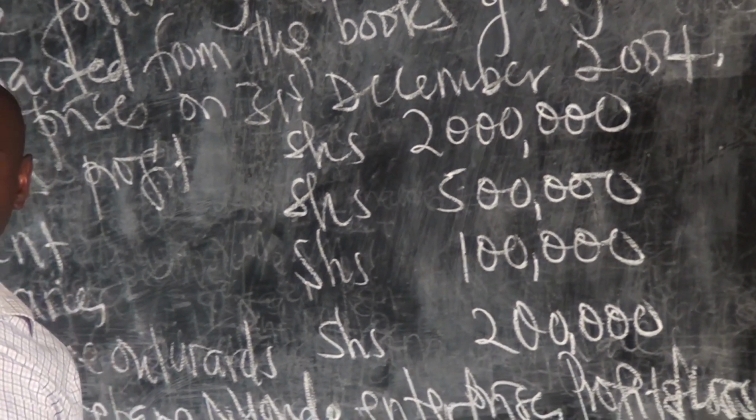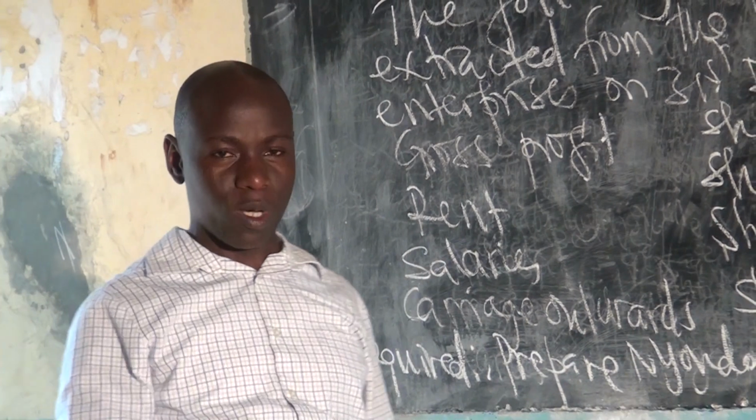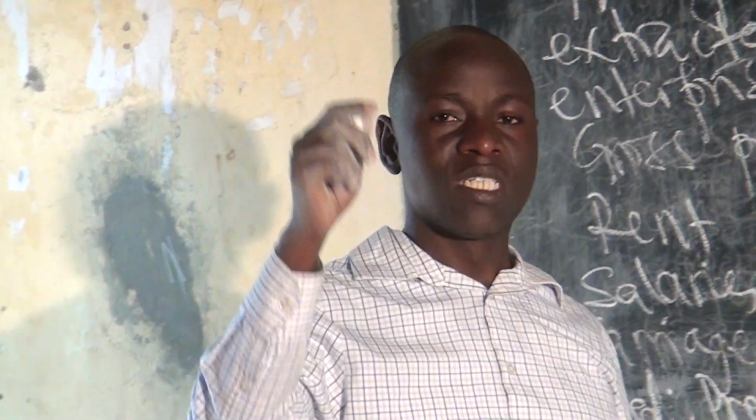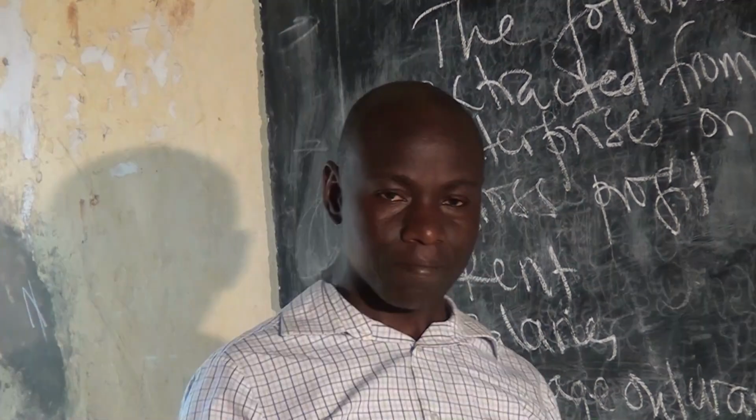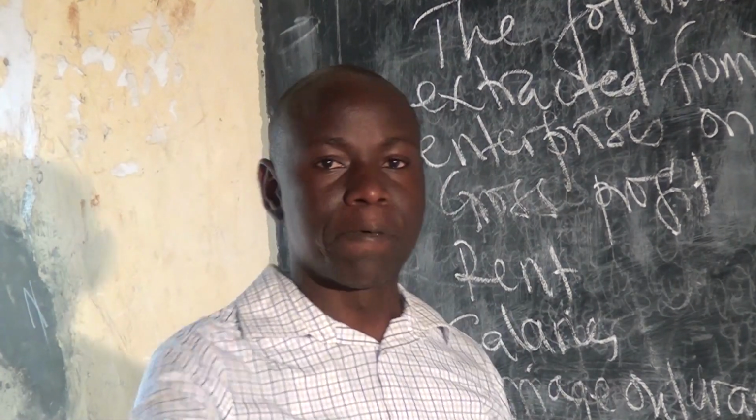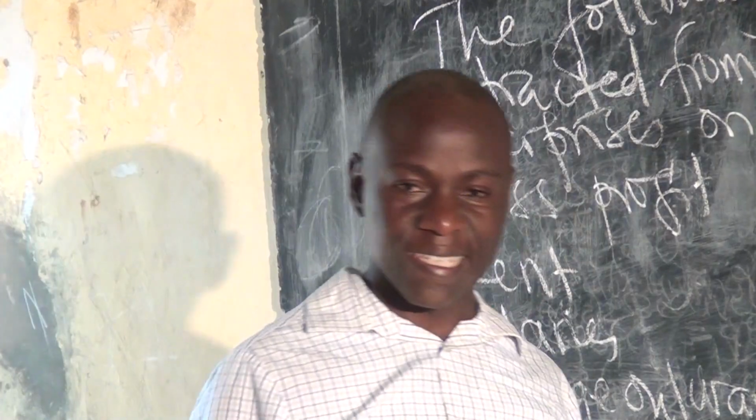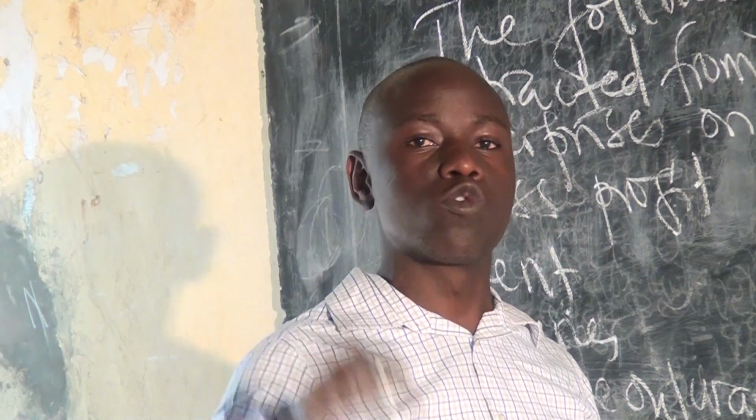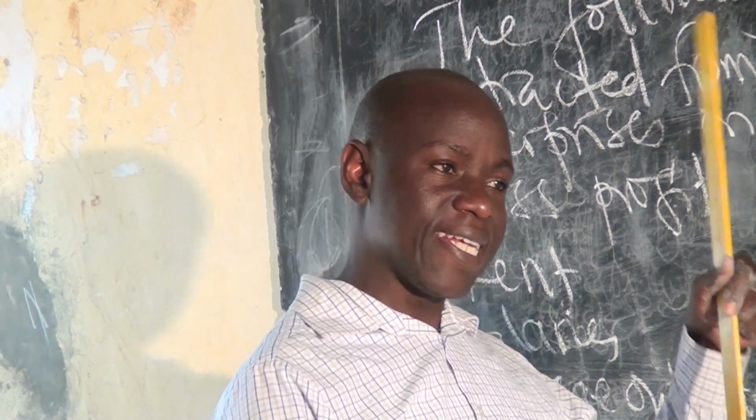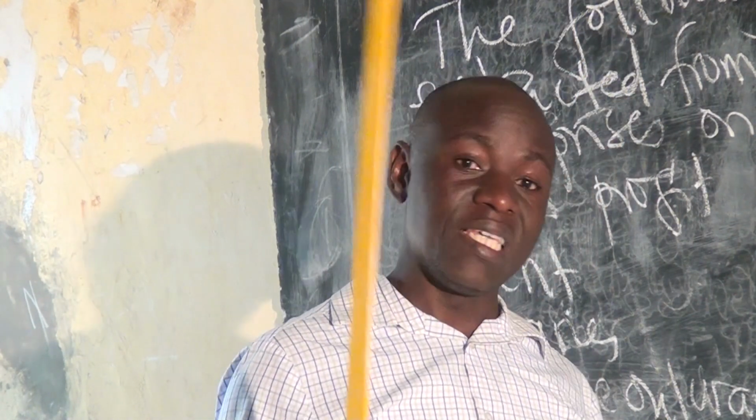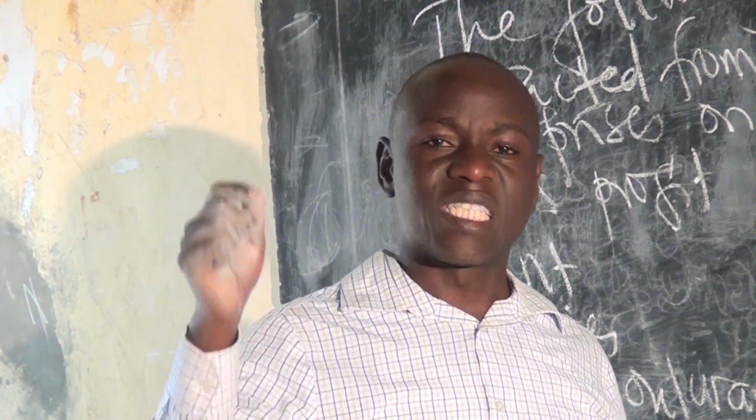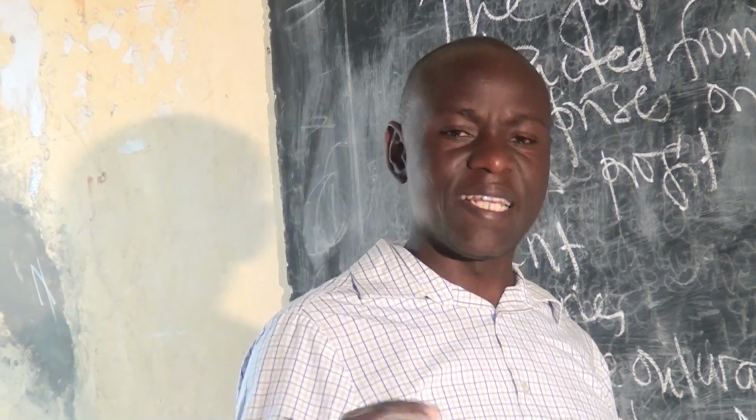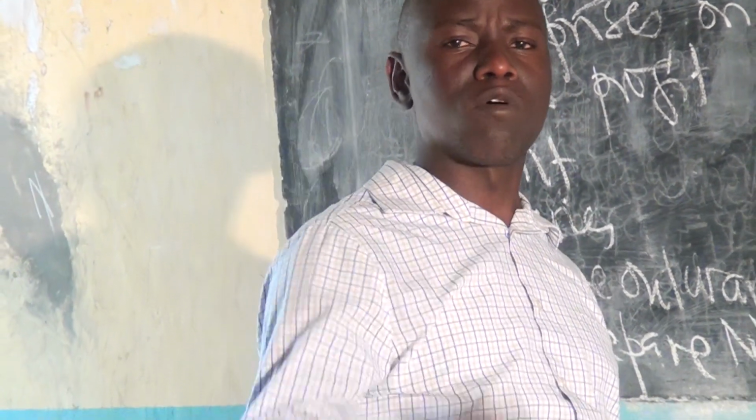I don't want people to confuse carriage outwards with carriage inwards. Remember, when we were talking about the trading account, we talked about carriage inwards. Carriage inwards, I said, is the money the business spends on transporting purchases, the money the business spends on transporting goods bought. And we recorded the carriage inwards in the trading account. Carriage outwards is the money that the business spends on transporting goods sold to customers.